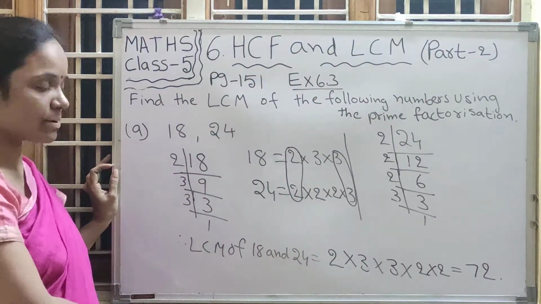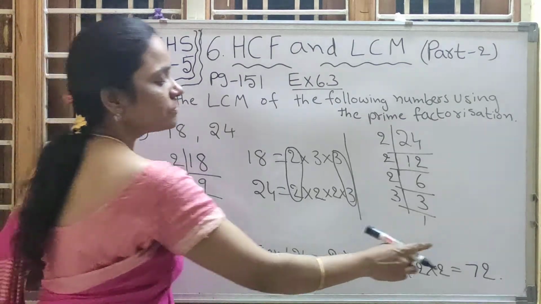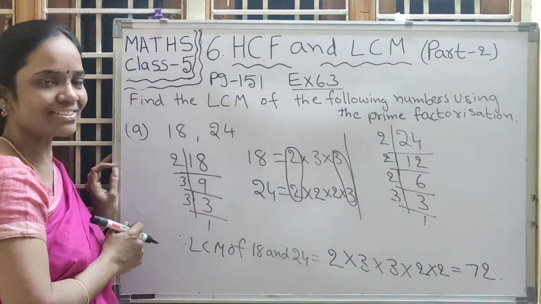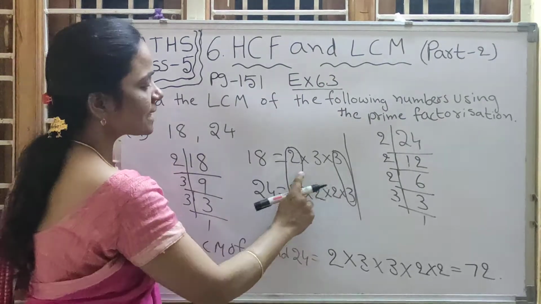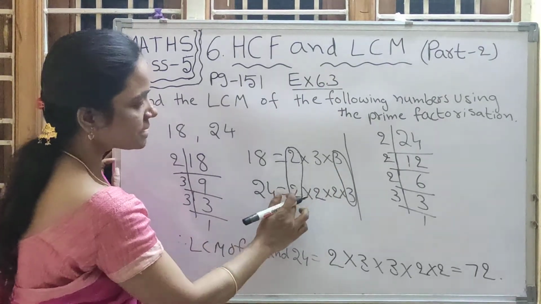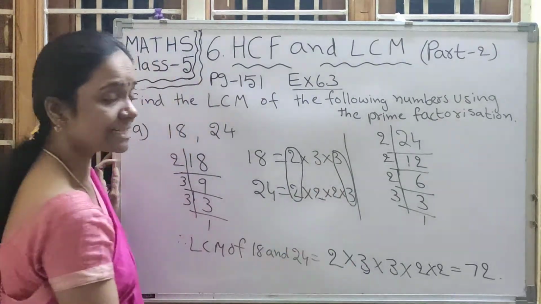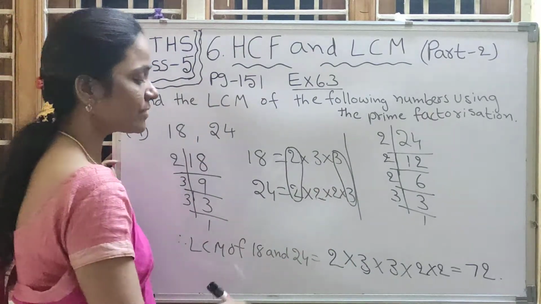Understood? This is LCM, lowest common multiple, which means you will get a bigger number than the given numbers. Understood all of you? So here first write down the common factors. What are the common factors? 2 and 3. And write down the remaining numbers and take their product to get the LCM of the given numbers.